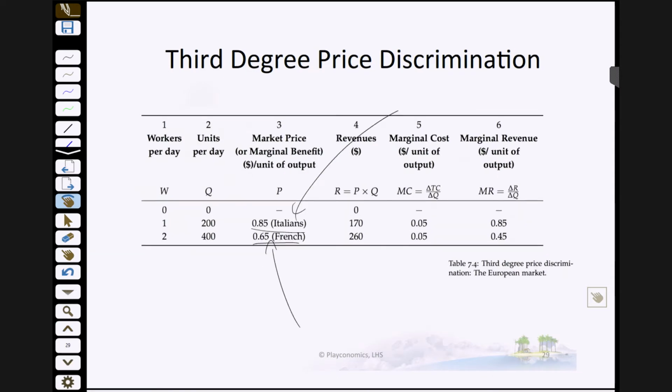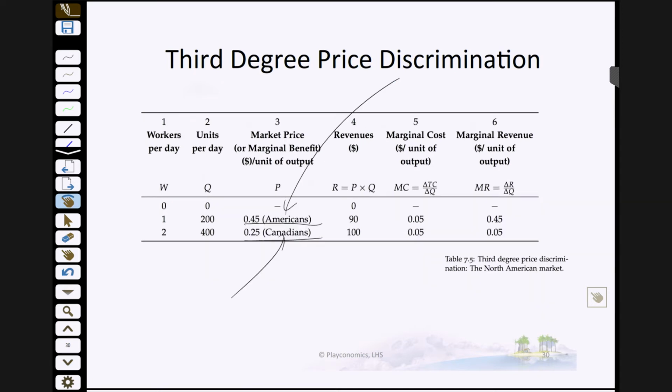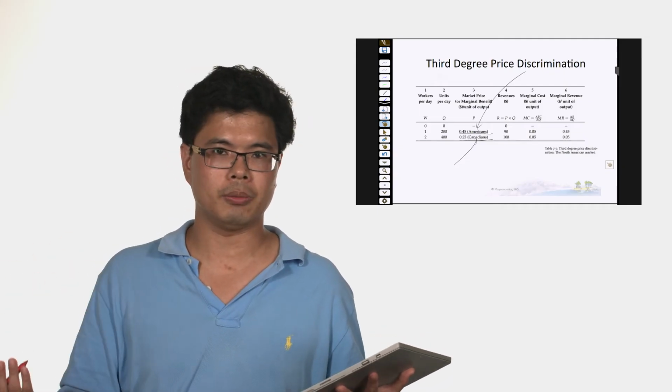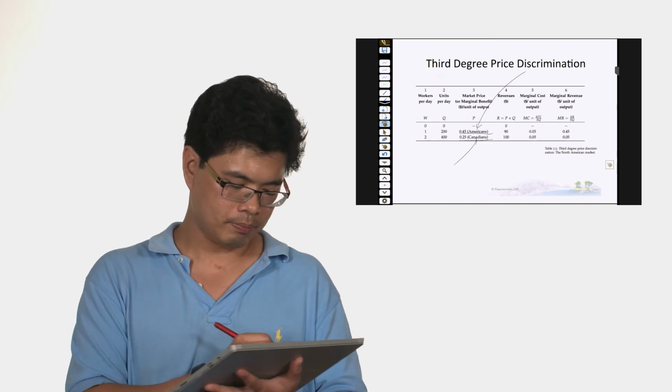Then you'd ask, should I produce for the Italians? Well, 85 cents is my marginal revenue, and my marginal cost in this case is 5 cents. So yes, I would want to produce for the Italians. For the French, 65 is greater than 5 cents, so yes, I would definitely do it, and so forth. That would enable you to extract all of the surplus from all of these different markets.